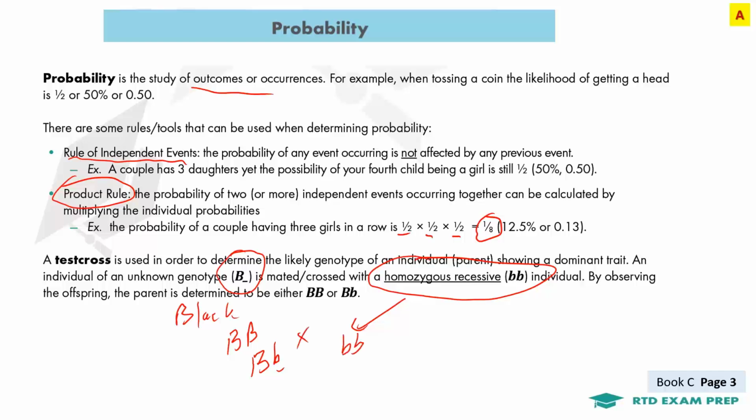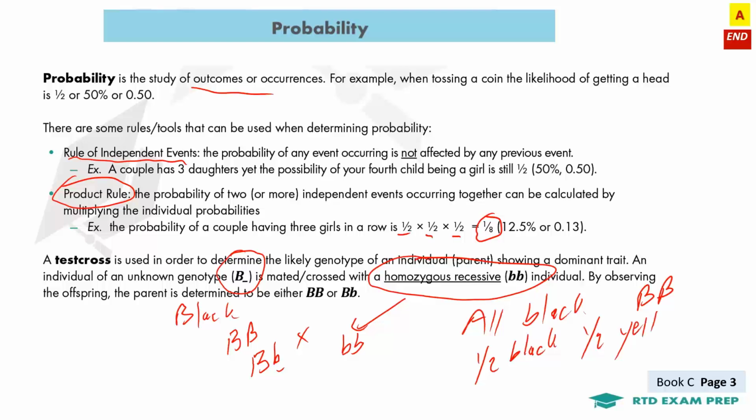So if we do that cross, and we see all black in our offspring, then we could say most likely it was big B, big B. But if we see 1/2 black, and let's pretend that other color was yellow, 1/2 yellow, then without a doubt we know that our parent was not a purebred. They were a hybrid, a carrier. They were heterozygous. That's a test cross: using a known homozygous recessive to see if you can express any hidden recessive traits within the parent.